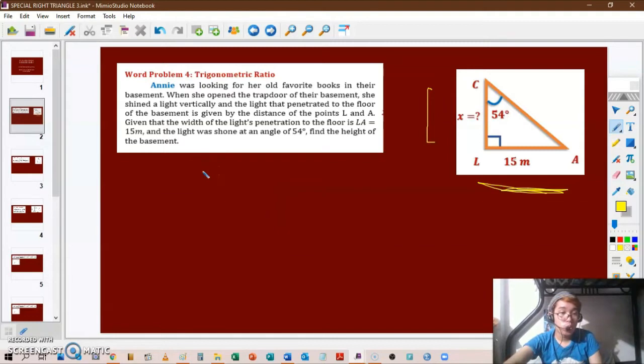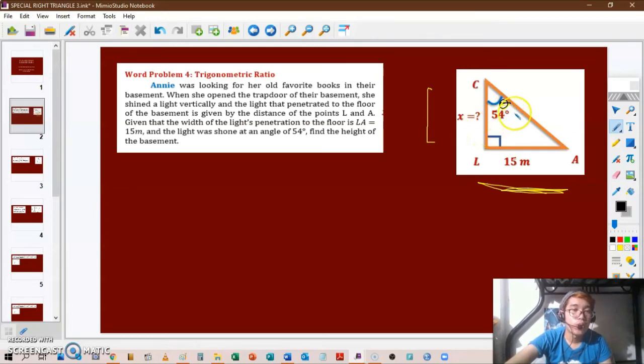We can use one of the six trigonometric ratios. What we're given here is this angle, which is our theta. Let's use black. So this is theta.